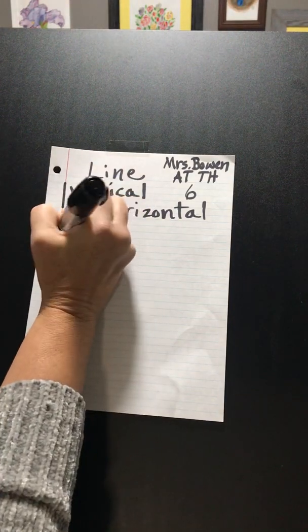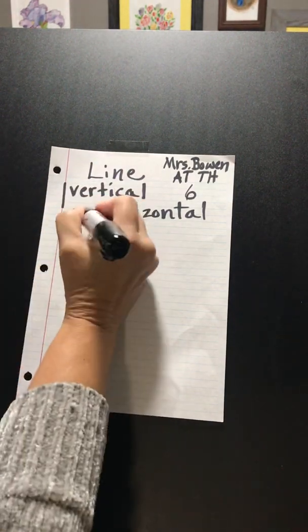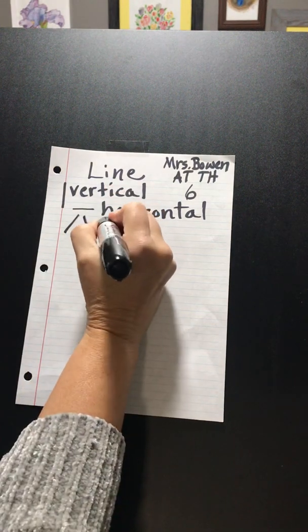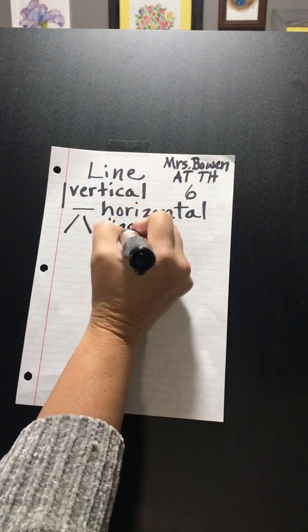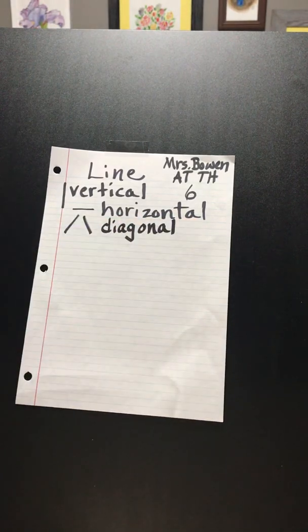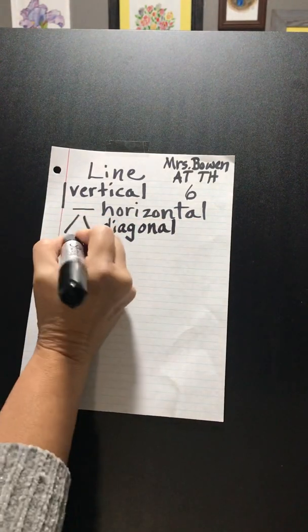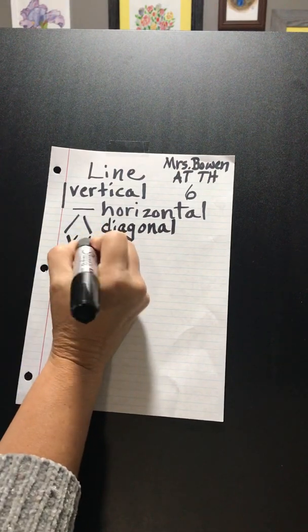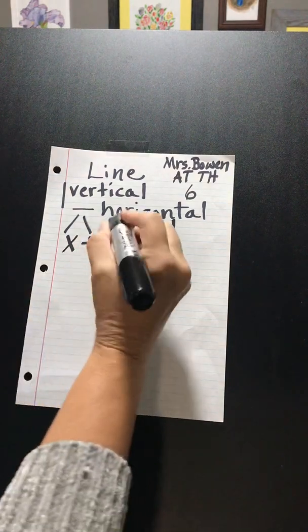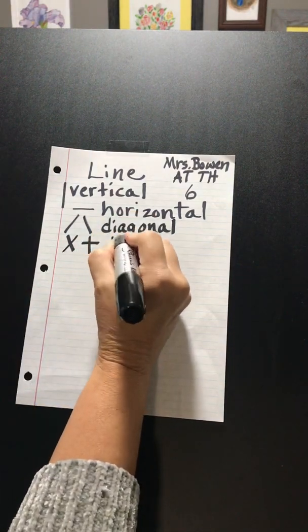Diagonal. So it can go this way or it can go this way, and they're both called diagonal. Okay, a slanted line. The next one we had were where lines cross over each other and where they are going over top of each other. Those are intersecting lines.